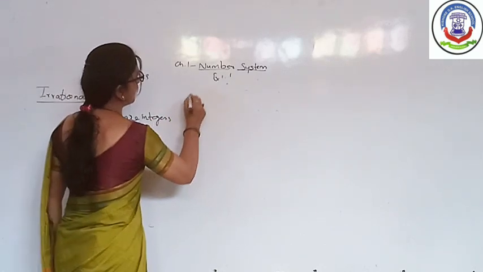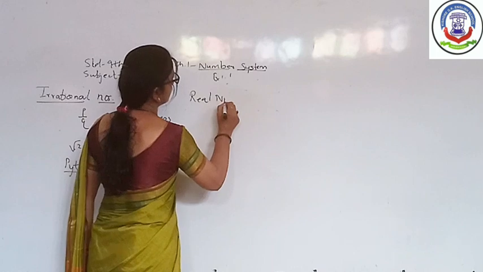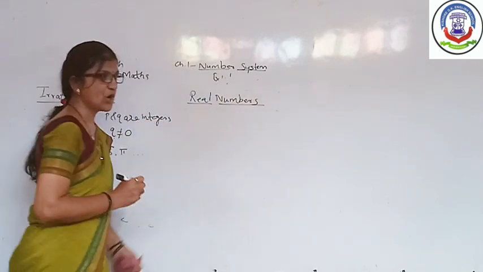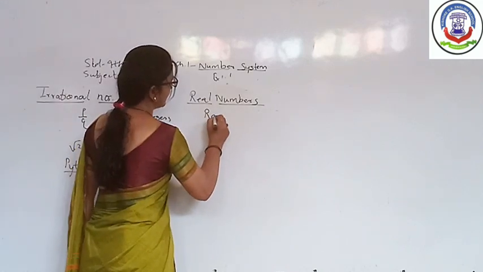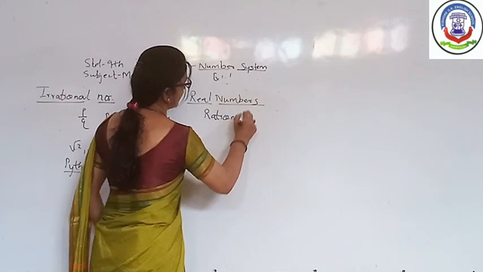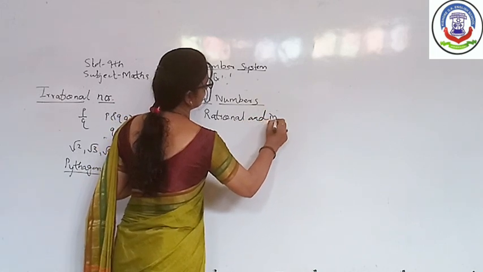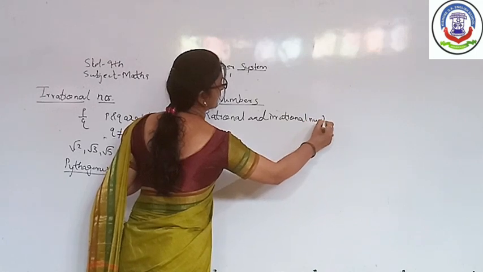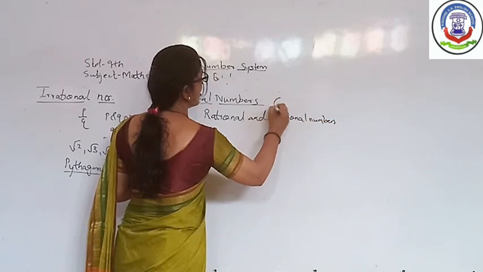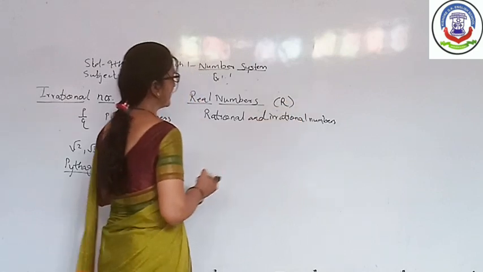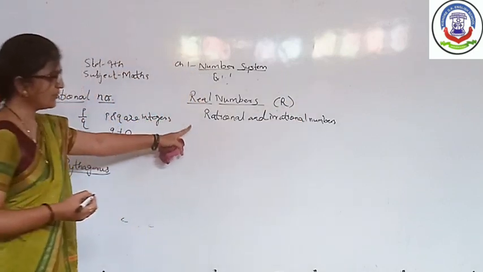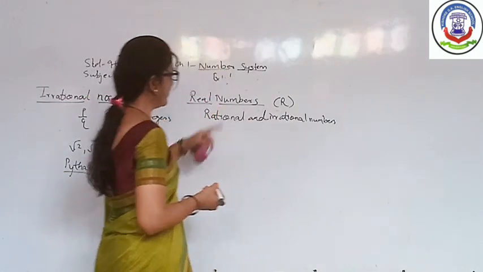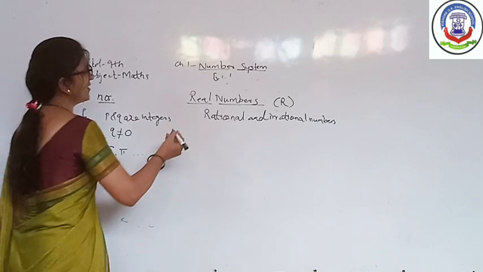Next is the set of real numbers. Real numbers include all rational as well as irrational numbers. The symbol which is used to represent real numbers is R. Now there are an infinite number of rational numbers. Irrational numbers are also infinite. So real numbers, we got an infinite number of real numbers.